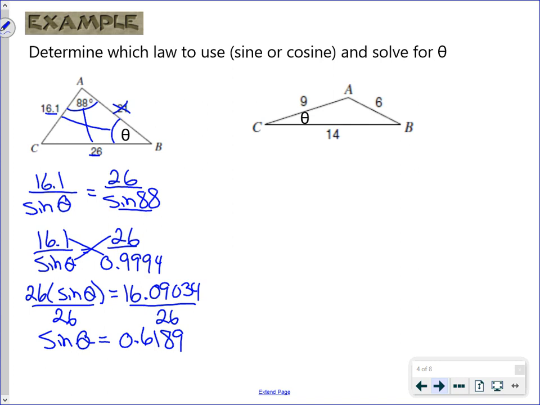And now we're finding the angle. So remember, when we find an angle, we need to use the inverse of sine. So that's our second function, or the shift button on your calculator. And theta will equal 38.2 degrees.